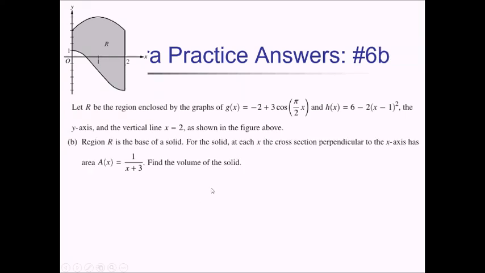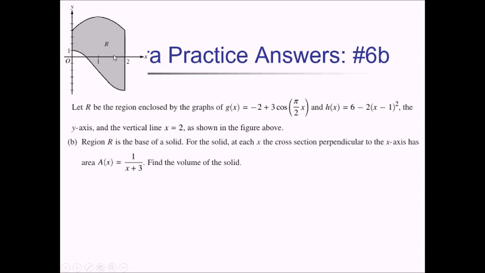For this part of the problem, we're told that this region is the base of a solid, and for the solid, at each x, the cross-section perpendicular to the x-axis has the area A of x equals 1 over x plus 3. Find the volume. So we're just taking a bunch of area slices, each of which has this for the area, and integrating that from left to right. So this is actually not a horrible thing to have to do.